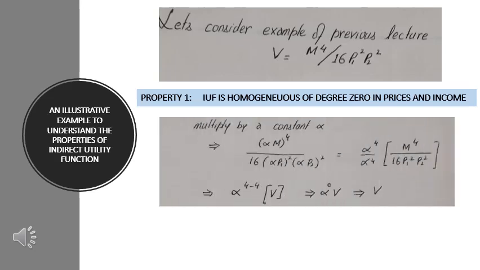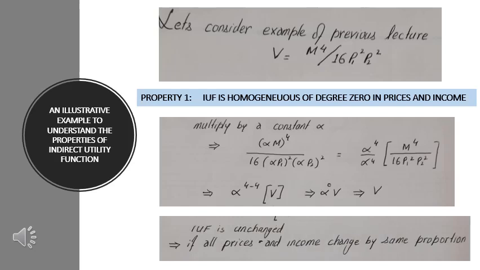So we multiplied m and the two prices with a constant alpha. You can see here we have multiplied with alpha, and after some simplifications, the same alpha is factored out with power 0, which means that utility is unchanged if all prices and income change by the same proportion.